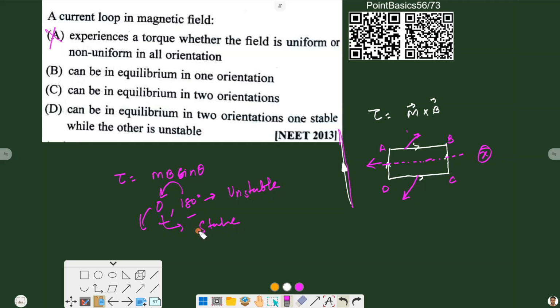So here we have two equilibria, one is stable and one is unstable, and that is option D for us, it can be in two orientations, one stable while the other is unstable. Now let's move to the next one.